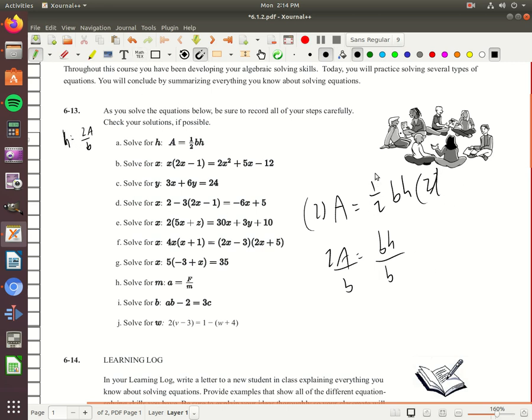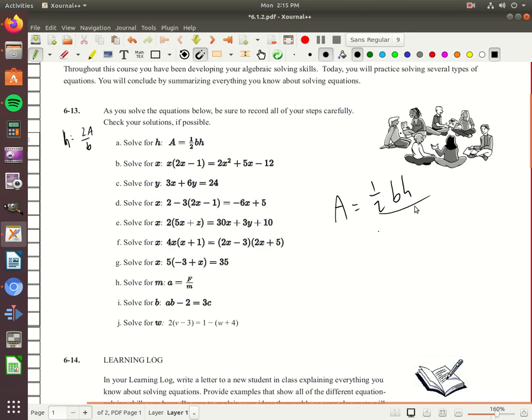I guess I should go into this. Obviously, h is being multiplied by b and divided by 2, but multiplication and division happen at the same time. So it's really up to you if you wanted to divide by b. I don't want to make this video too long, but the idea is that multiplication and division happen together. So h is multiplied by b and divided by 2.